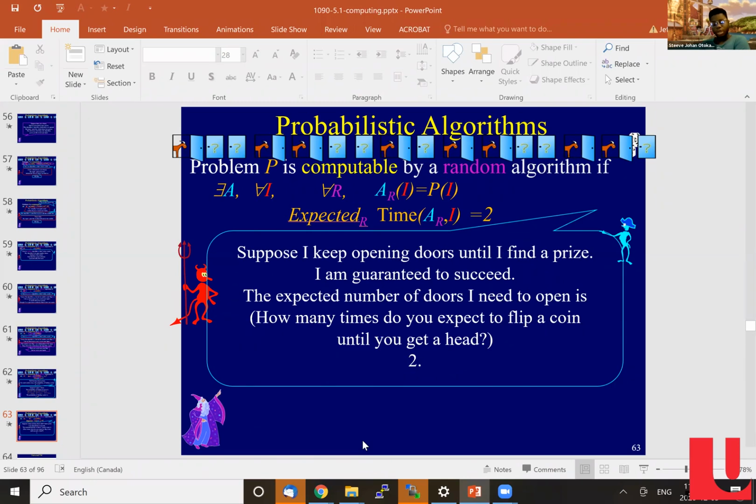Jeff, since the algorithm is random, is it possible that every time we keep on opening the same door? Oh, you're very good. So I was ignoring that. This is called choosing randomly with replacement or without replacement. I completely ignored that.